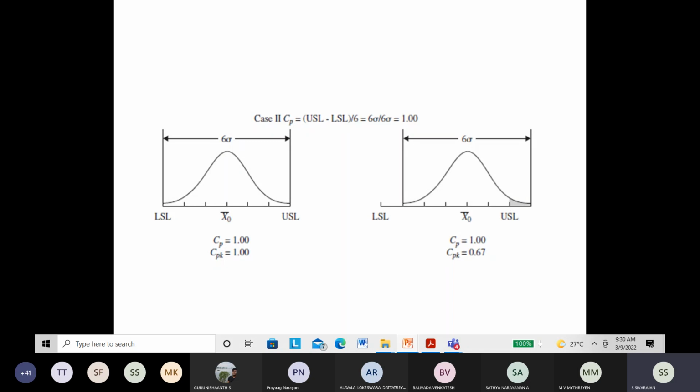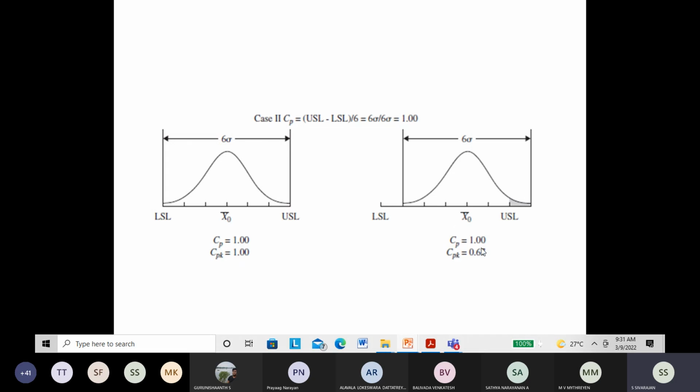So in this case, the CP value is 1. How do you say the CP value is 1? From USL, 1, 2, 3, 4, 5, 6. So 6 sigma by 6 sigma, 1. CP value is 6 sigma by 6 sigma, 1. When you come to capability, you see only 0.67 plus 2 sigma. Specification is coming inside. So CPK value is less than 1.